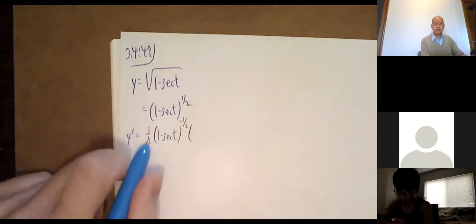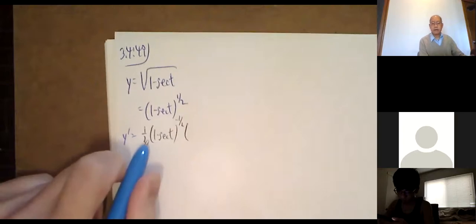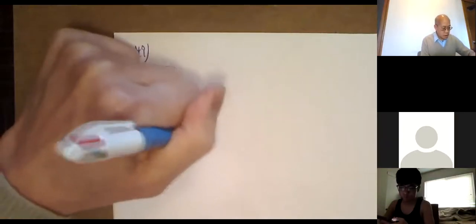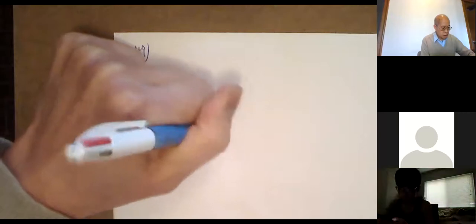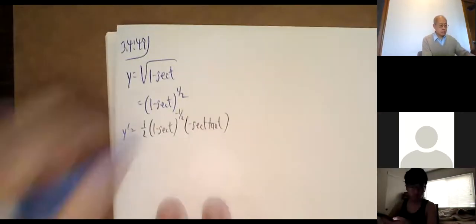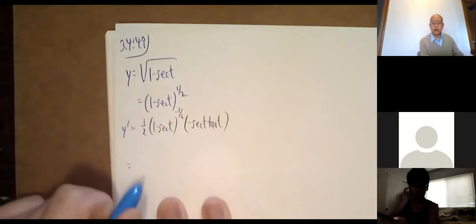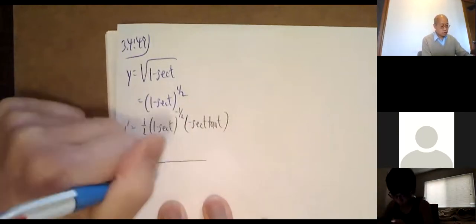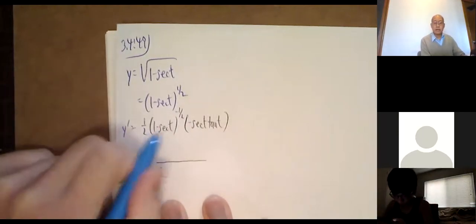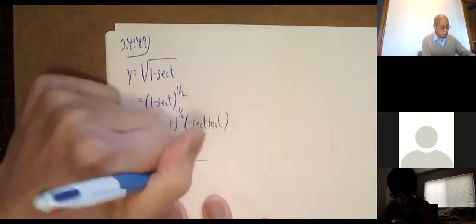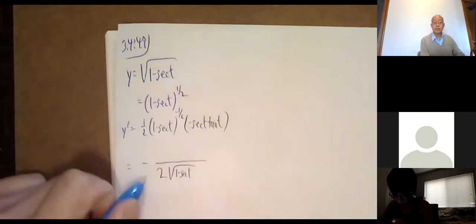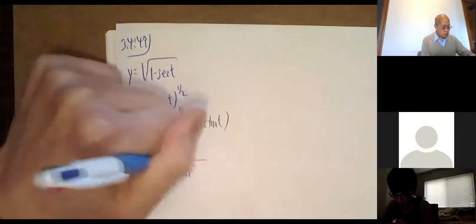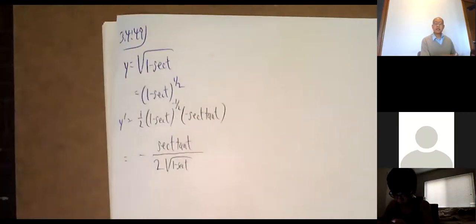So derivative of 1 minus secant t, well, derivative of 1 is 0. Derivative of negative secant t is negative secant t tangent t. So let's see, how am I going to clean this up before I take the second derivative? Negative 2 is on the bottom, this thing is on the bottom, and I have secant t tangent t on top.